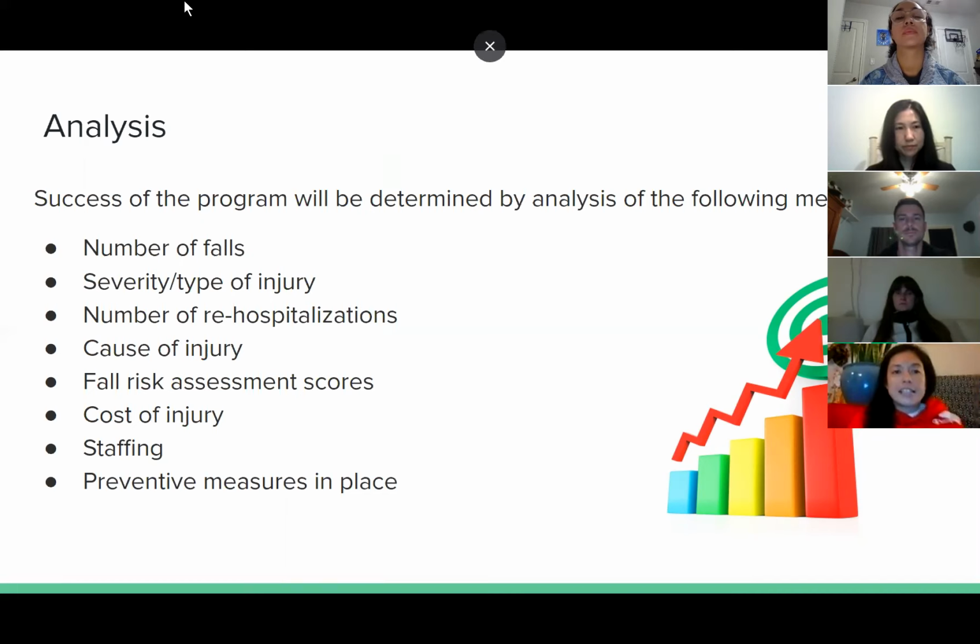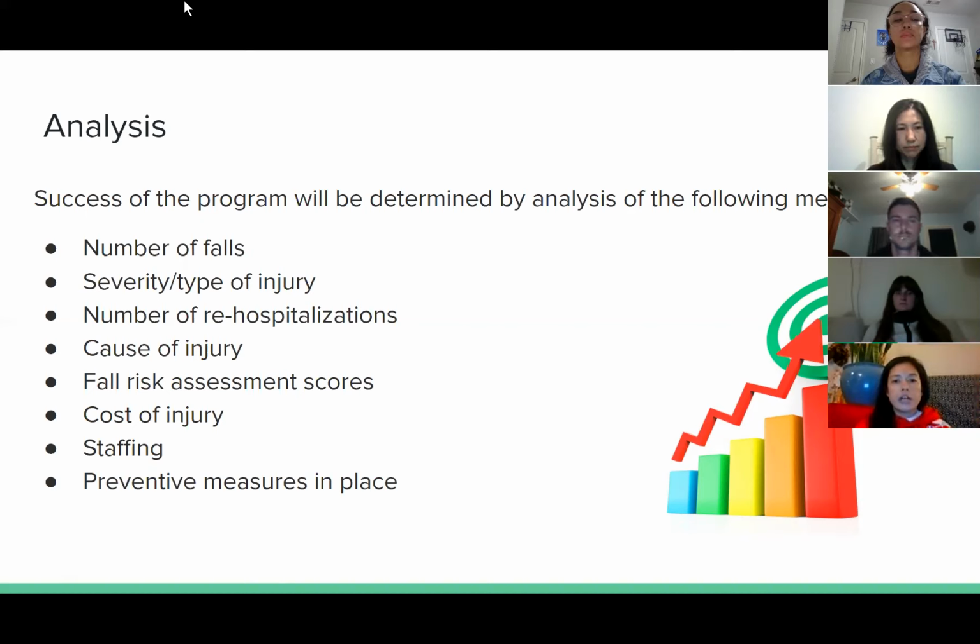Hello, I will be discussing the analysis portion. After the changes have been made, success of the program will be determined by analysis of the following measures. We'll analyze the number of falls. We'll also analyze the severity of the injury and the type of injury. Was it a fatal injury, head trauma, fracture, etc.? Is this a readmission? Is this a repeat fall after the previous fall?